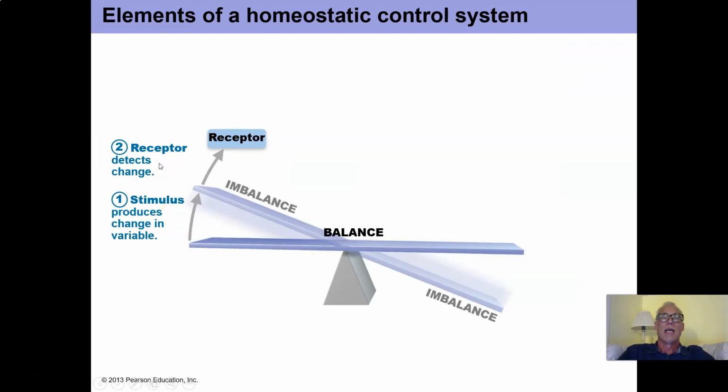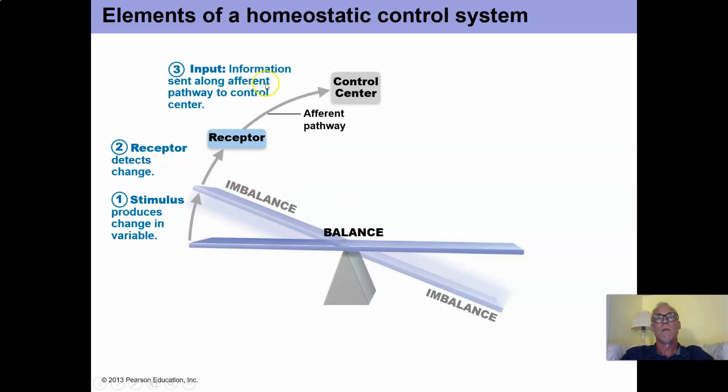A receptor, in order to know that the stimulus has occurred or that the variable has changed, there must be some sensor within your body that can detect that change. That's called the receptor. So as we're studying throughout the semester different body systems, I want you to always be thinking, wow, I wonder what is the receptor that can maintain that particular thing, like, for example, calcium concentration in the body fluids at a standard level.